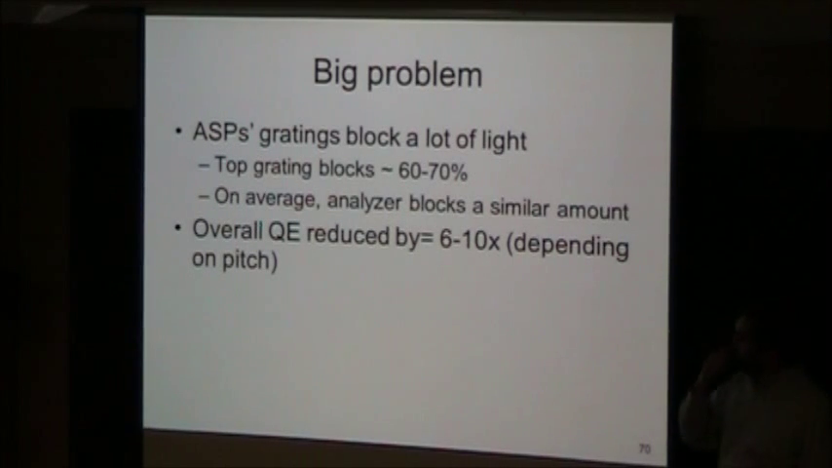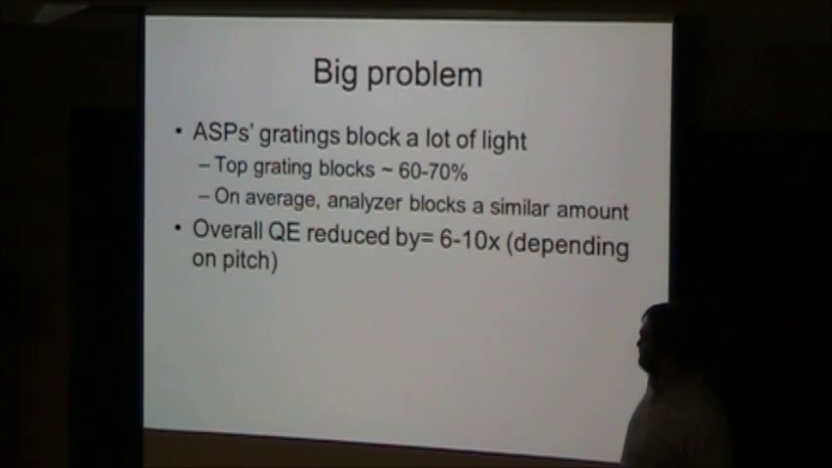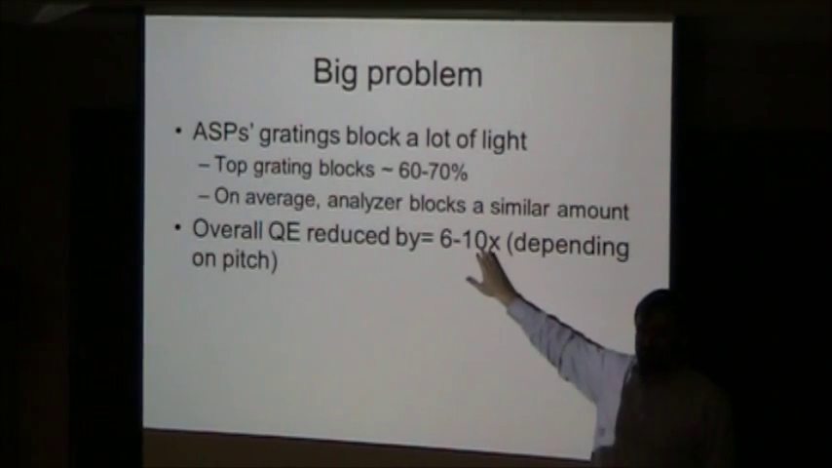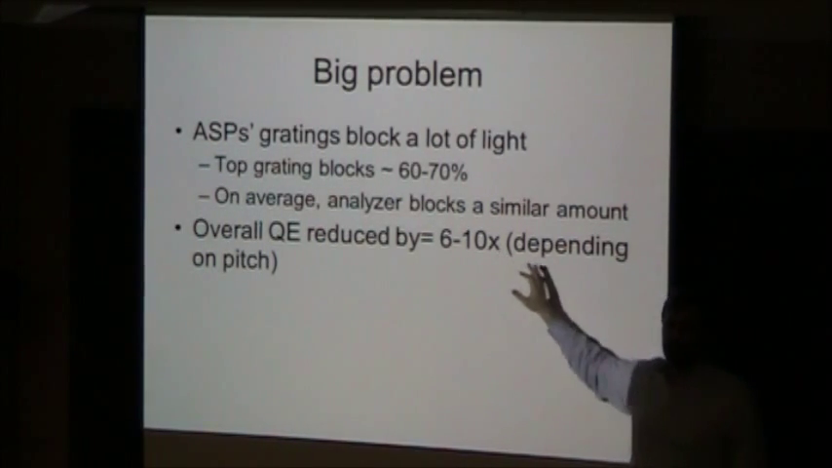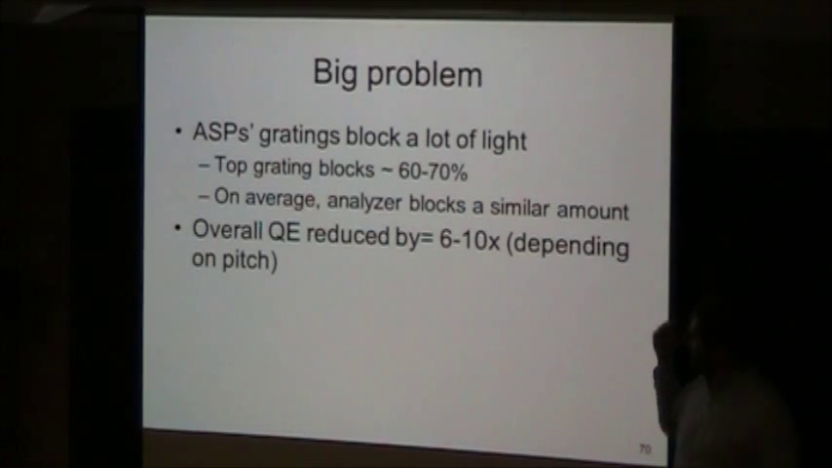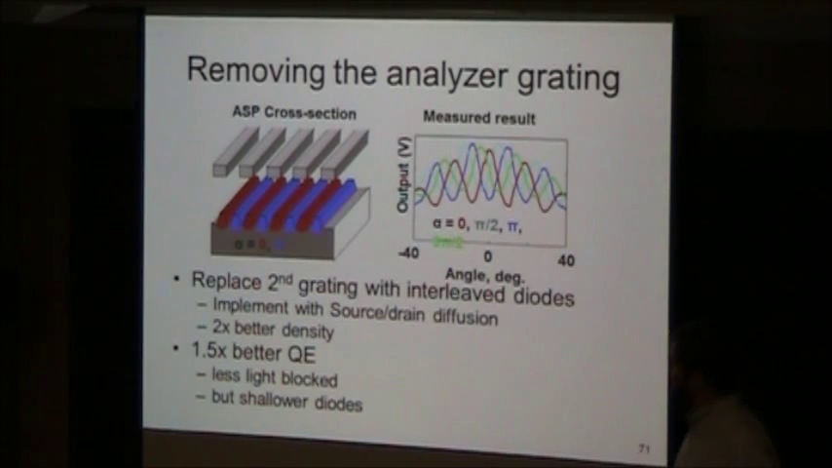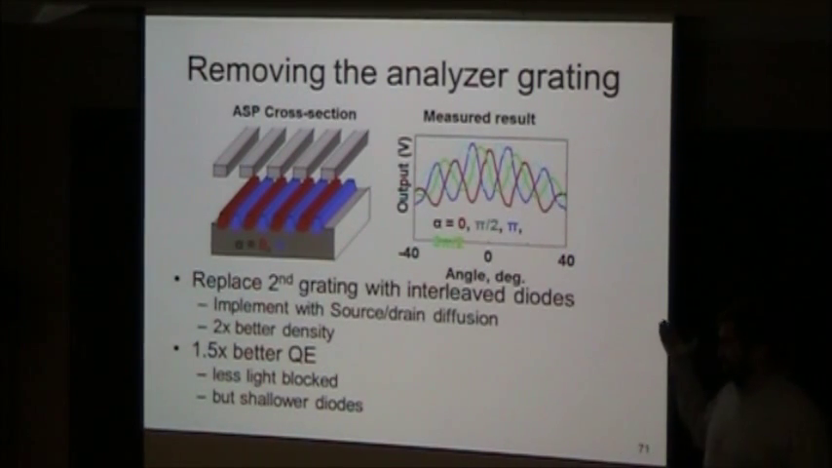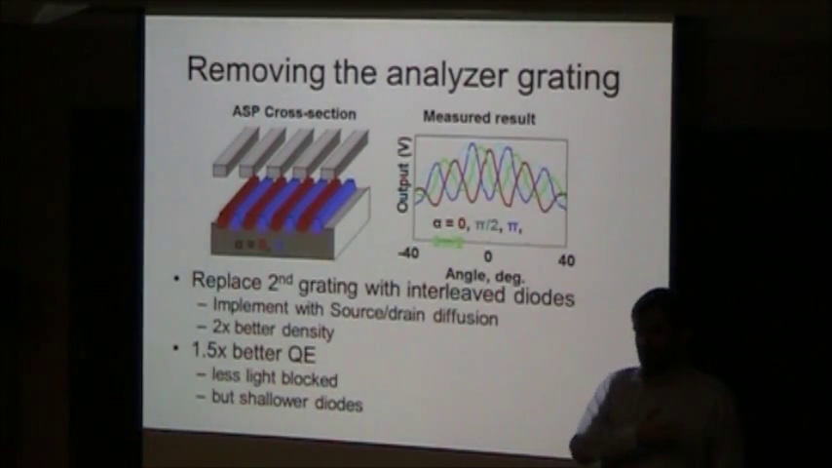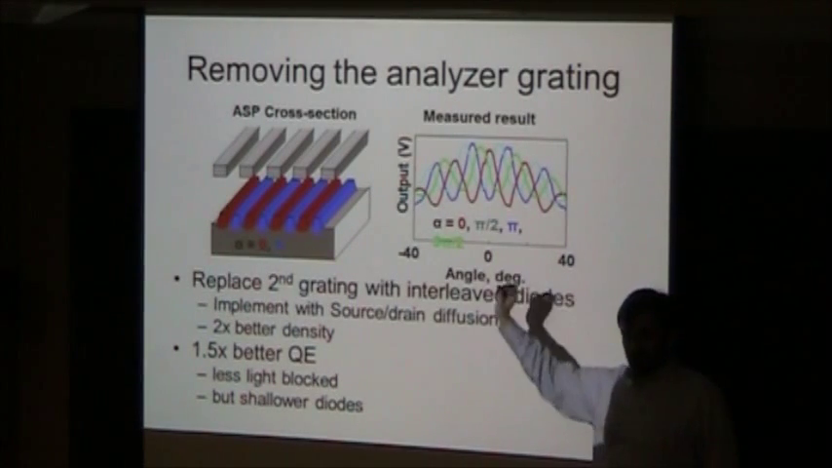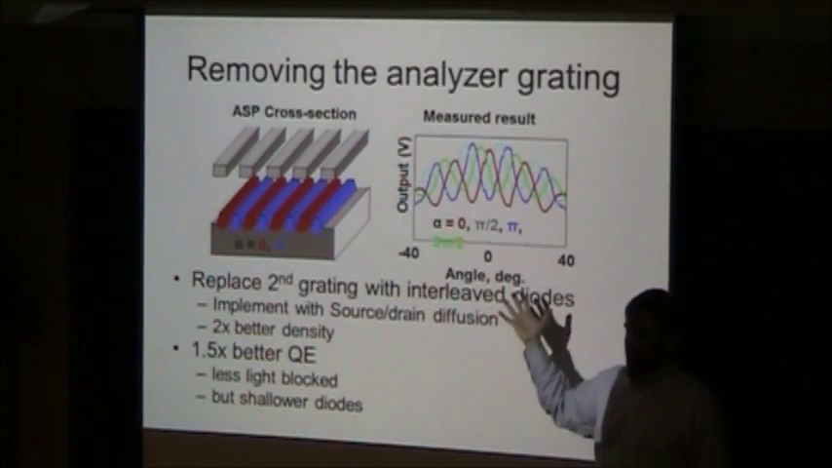It's actually worse. So that means that the overall quantum efficiency is being reduced by somewhere between a factor of 6 and a factor of 10, depending on the configuration of gratings. And that's pretty awesome. So what can we do about that? We've tried 2 things. The first thing we've done is try to remove the second grating, the analyzer grating, by removing the photodiode and replacing it with a bunch of very fine-grained linear photodiodes in its place.